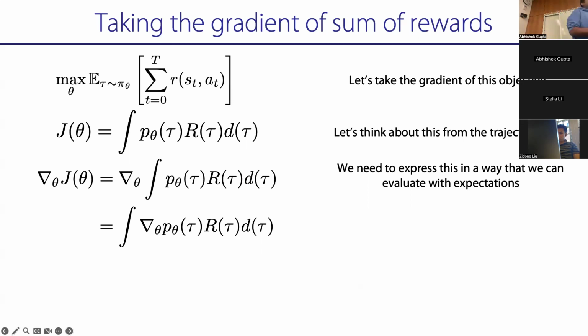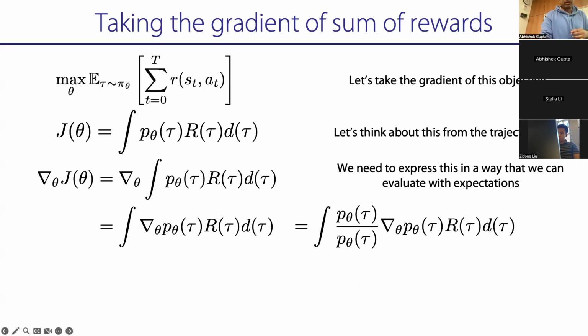Integration by parts, you could certainly do it. It's just a huge pain. But we'll have a trick that'll make it easier. Let me give you a little hint on this trick. All we're going to do is multiply and divide by p theta tau.